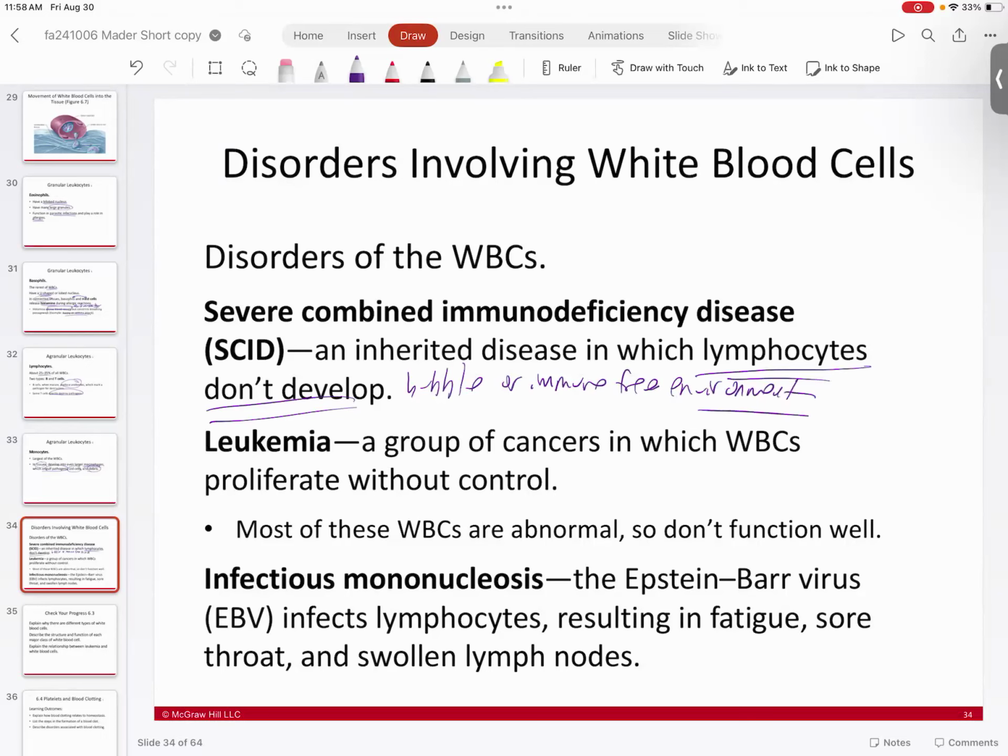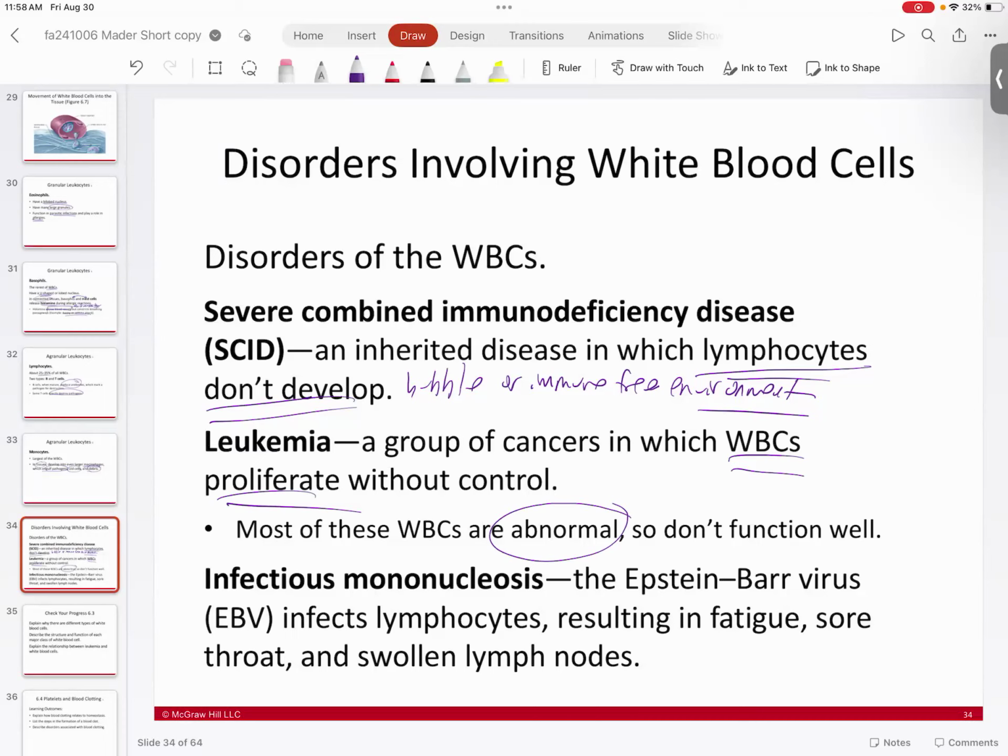You can't interact with the rest of the world because you don't have lymphocytes to fight off the bad guys. Leukemia is a large spectrum group of cancers, liquid cancers, in which your white blood cells proliferate without control. Generally speaking, when they do, these are not normal white blood cells, they're abnormal, so they don't really function the way they're supposed to. So they just become a really big problem, and it can be quite deadly.